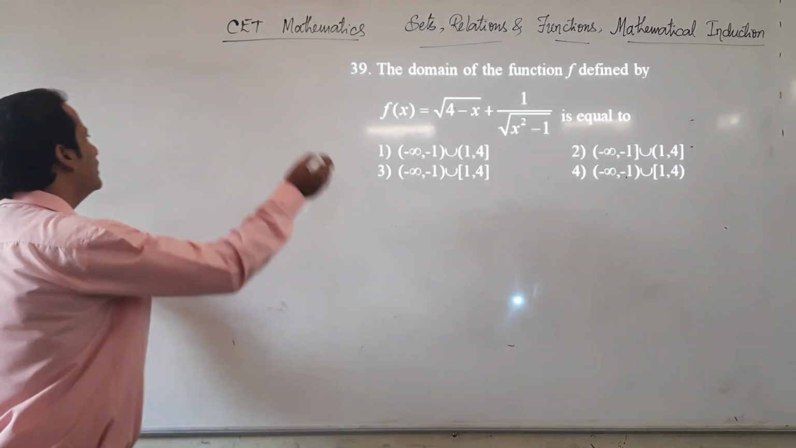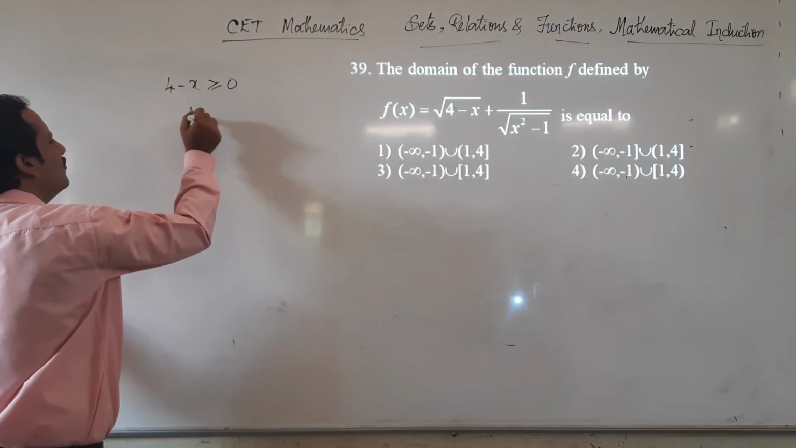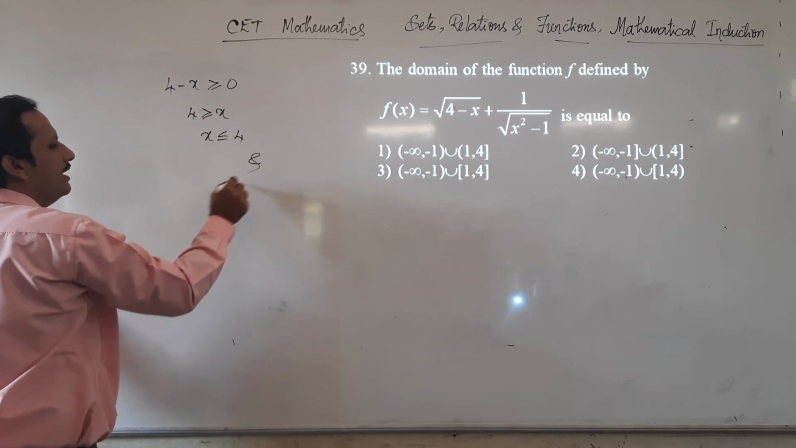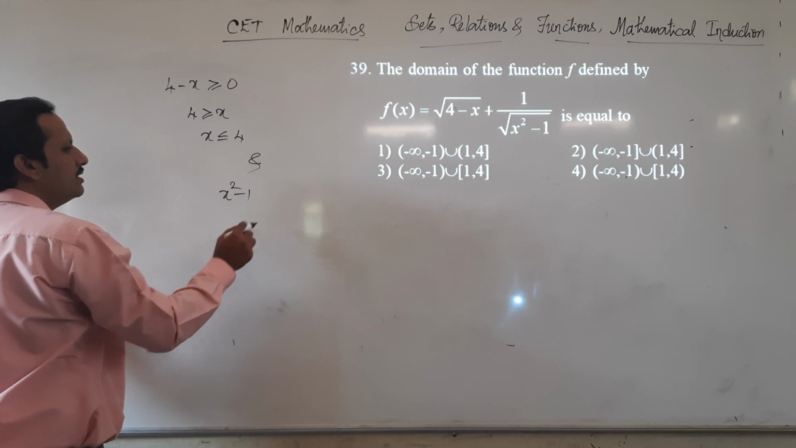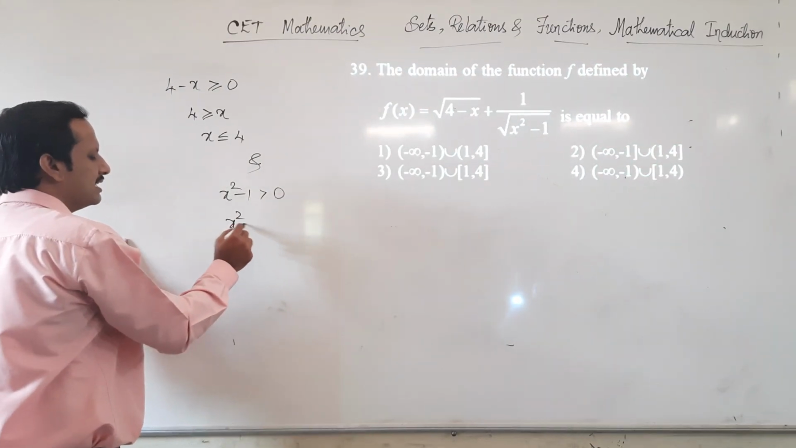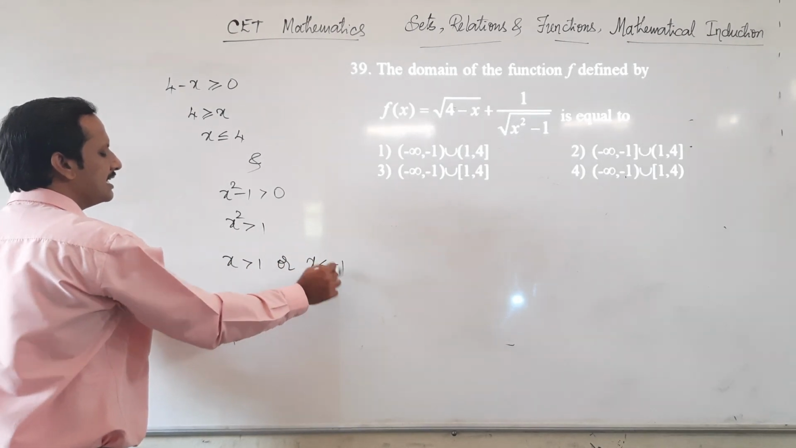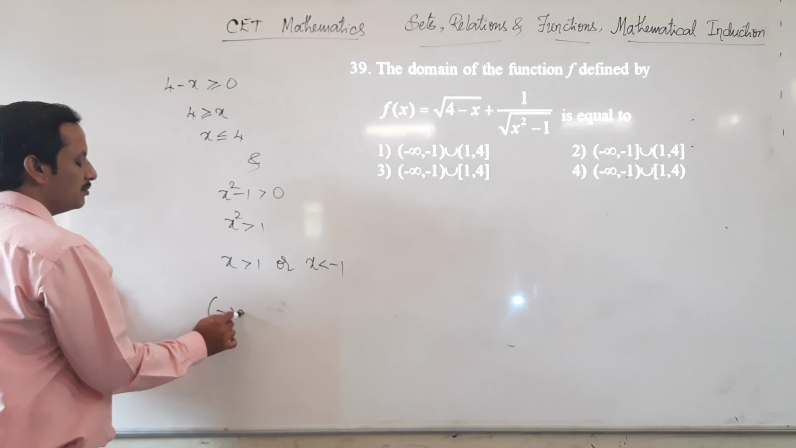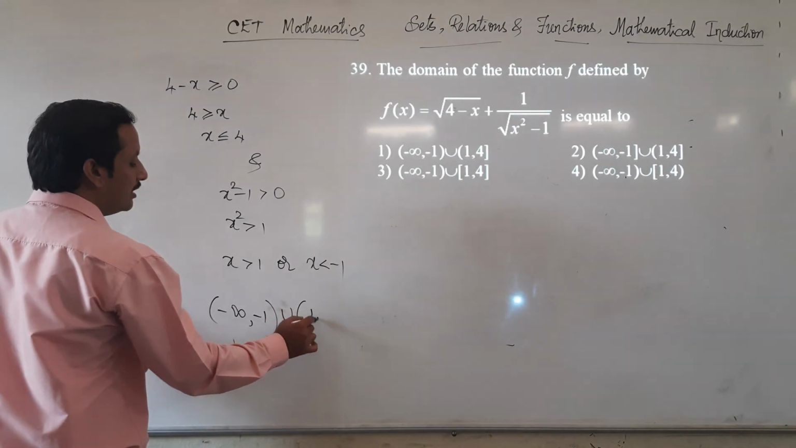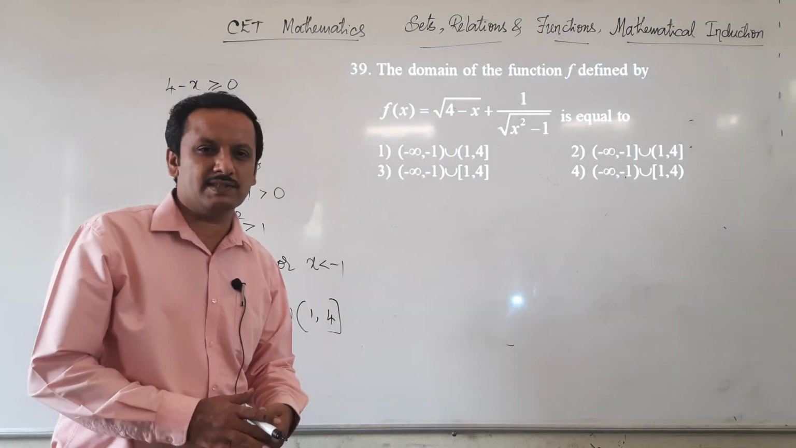The other method is: 4 minus x should always be greater than or equal to 0. 4 greater than or equal to x. In other words, x less than or equal to 4. And there, x square minus 1 should be greater than 0. There it should not be equal to 0. So x square is greater than 1. That means either x is greater than 1 or x is less than minus 1. So the answer is minus infinity to minus 1 union greater than 1 less than or equal to 4, closed at 4. Okay. This is the actual method.